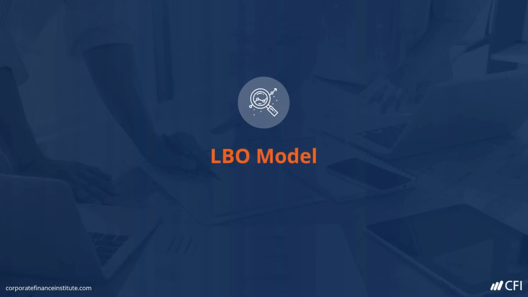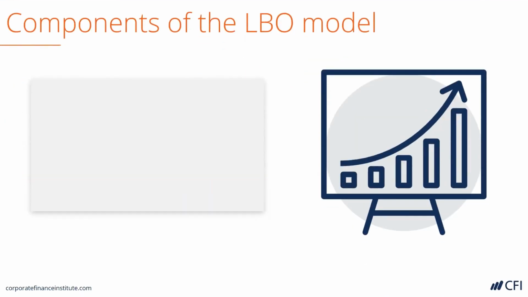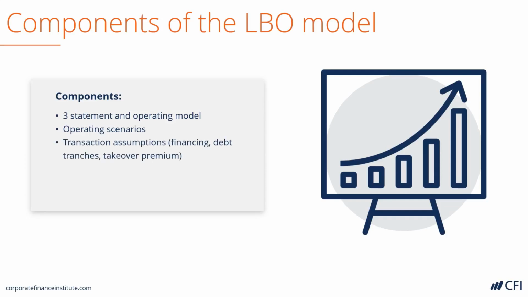LBO model. Let's take a look at the components of CFI's LBO model. It includes all of the regular components of a three-statement and operating financial model. It has operating scenarios, so you can pick base case, upside, or downside cases for the operation of the business. Then it includes transaction assumptions, such as financing, debt tranches, takeover premium, etc.